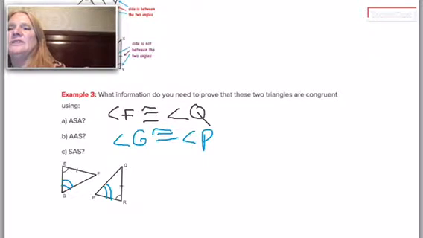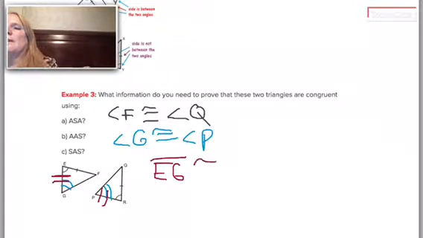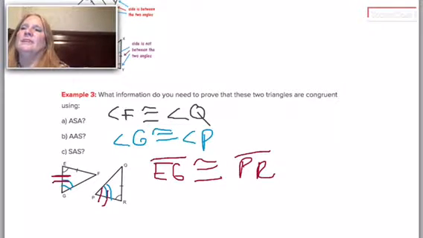And then the last one, side, angle, side. So we would need this side right here for side, angle, side, and this side right here. So EG congruent to PR. So that's the missing information used to prove they're congruent by one of 3 different rules.